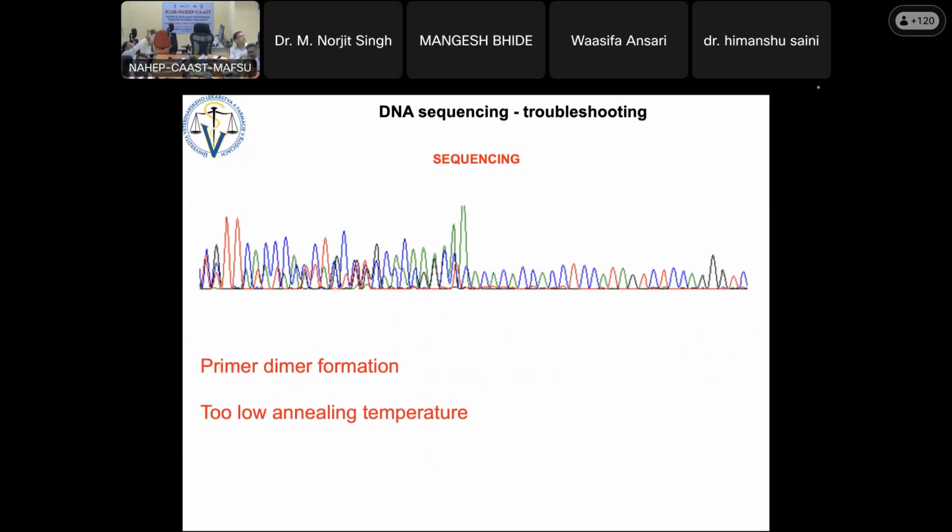Okay, so this is a classical example of primer dimer. When the primers tend to make a dimer, you will see the primer dimer stuff here. That's why you have double peaks. But then when the primer dimer is finished, you have very nice peaks. So this is typical primer dimer sequencing.